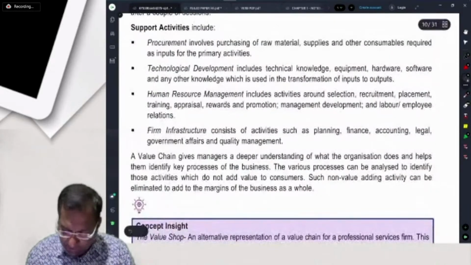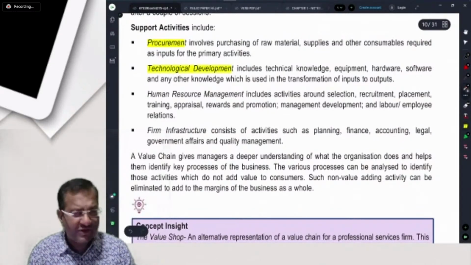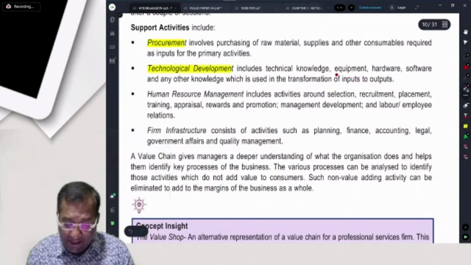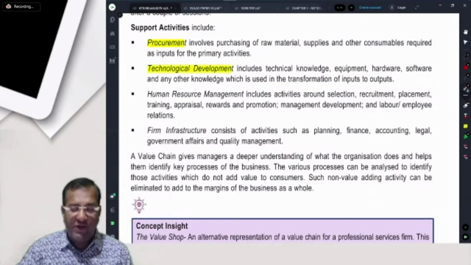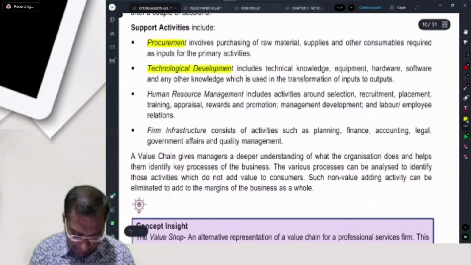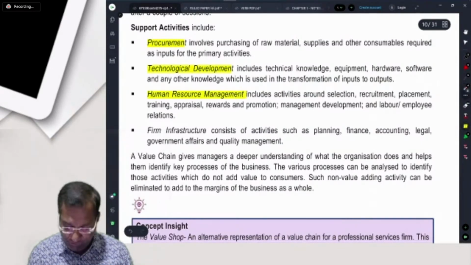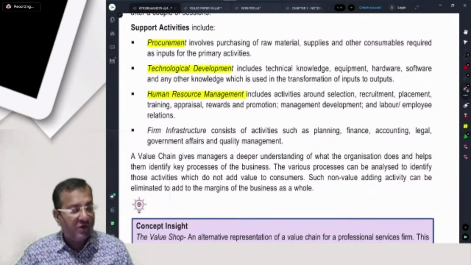Okay, then the next support activity is technological development. All such things are covered: technical knowledge, technical equipment, hardware, software, and any other knowledge which is used in transformation of input into output. Okay, it is somewhat hardware oriented, software oriented. Then HR, human resource management. It is related with employees: selection, recruitment, placement. Everything related to employees will be covered under human resource management.